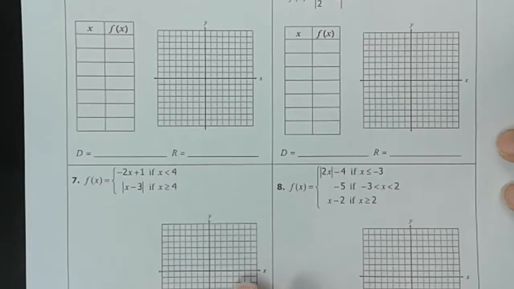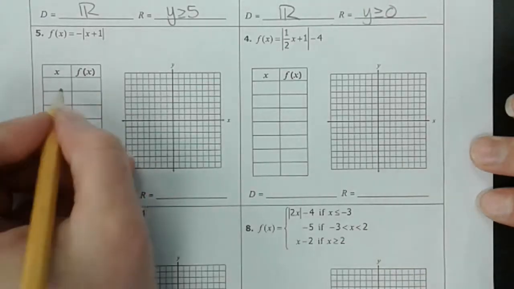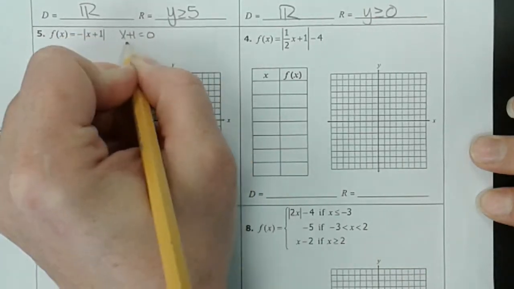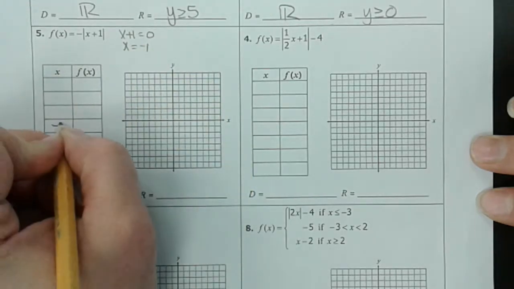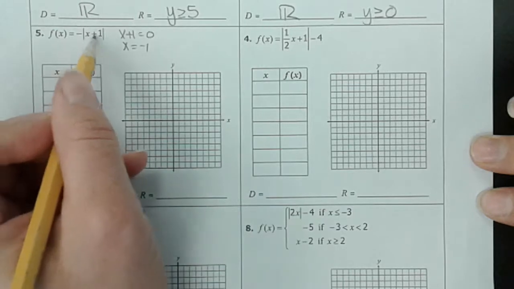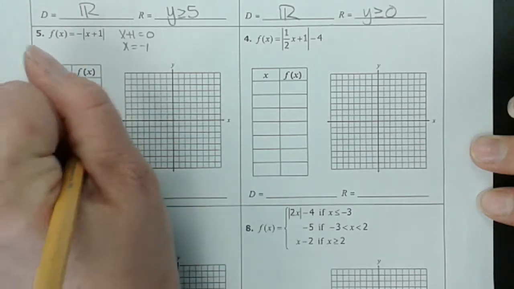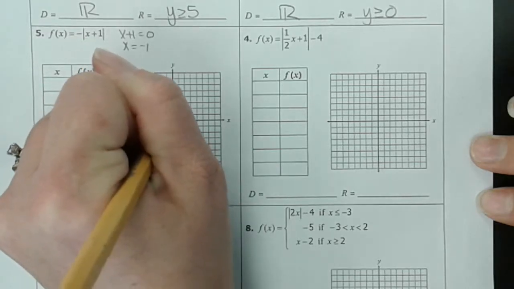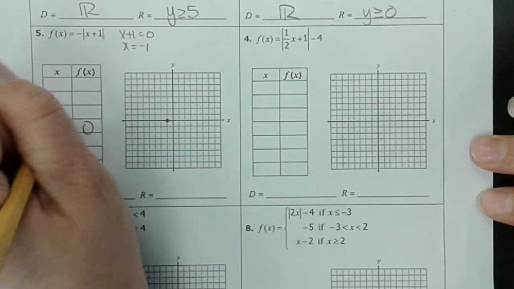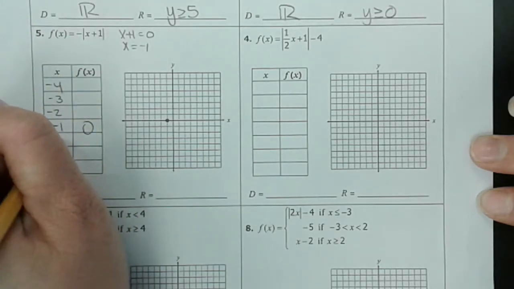All right. Now let's take a look at this one right here. So for our vertex, x plus 1 equals 0, so the x-coordinate of our vertex is -1. When we plug that back into here, I have -1 plus 1 is 0. The absolute value of that is 0, and -0 is still 0. So my vertex is at (-1, 0). Okay, we're going to pick points bigger and smaller.